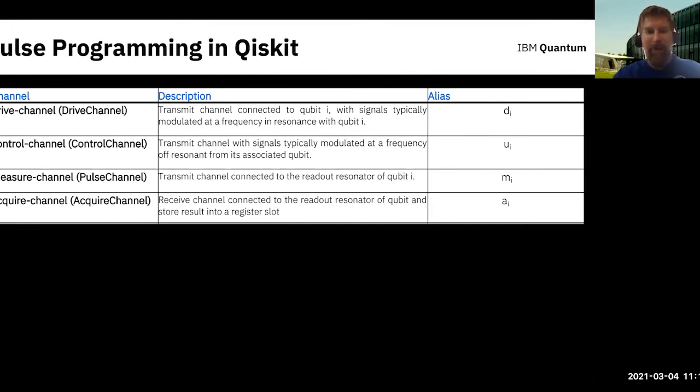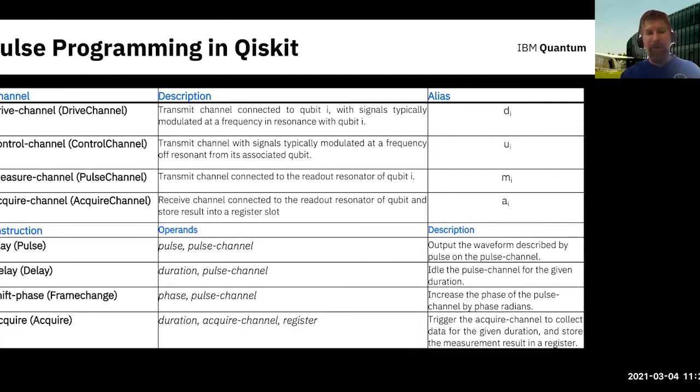We're typically controlling the qubits with a drive channel, which is typically an on-resonant drive used for resonant single-qubit interactions, and a control channel, which is typically an off-resonant cross-resonance interaction, in which we can play pulses or delays. We have measurement channels for measuring and acquire channels for acquiring the result of that measurement.